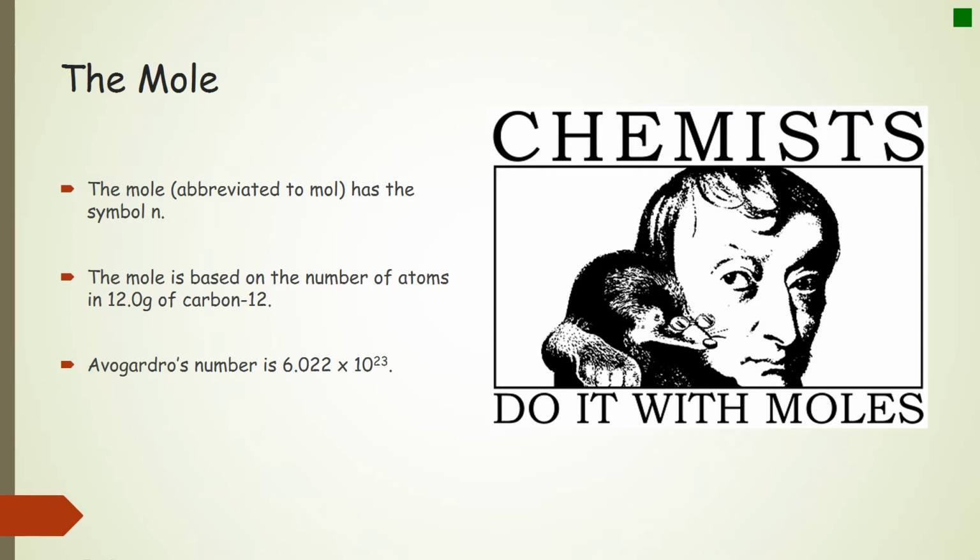Now the mole has been abbreviated to mol, I don't know why, and has the symbol n when we're doing our calculations. The mole is based on the number of atoms in 12 grams of carbon-12, which is 6.022 by 10 to the 23. This is known as Avogadro's number and can be found on the data sheet. Avogadro's number is huge. Look at the size of it. It's really big. In fact, to give you some idea, if we were to have Avogadro's number of rice grains, it would cover Australia to 1 kilometre in depth.